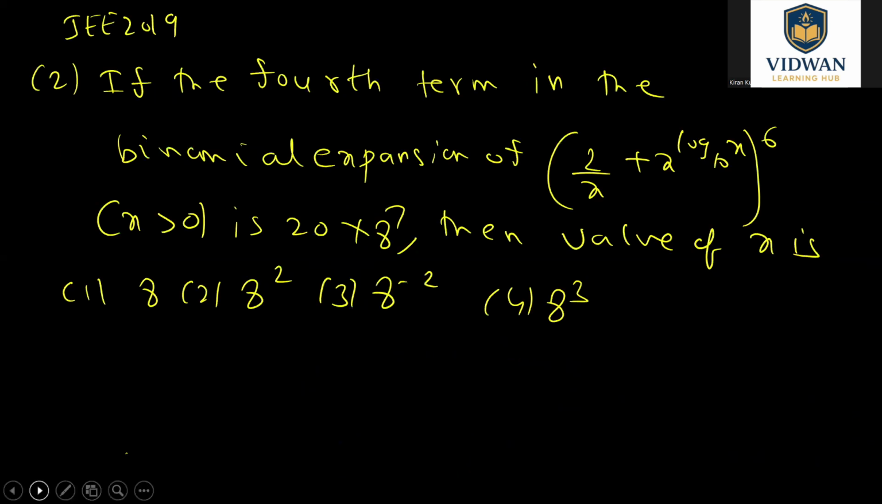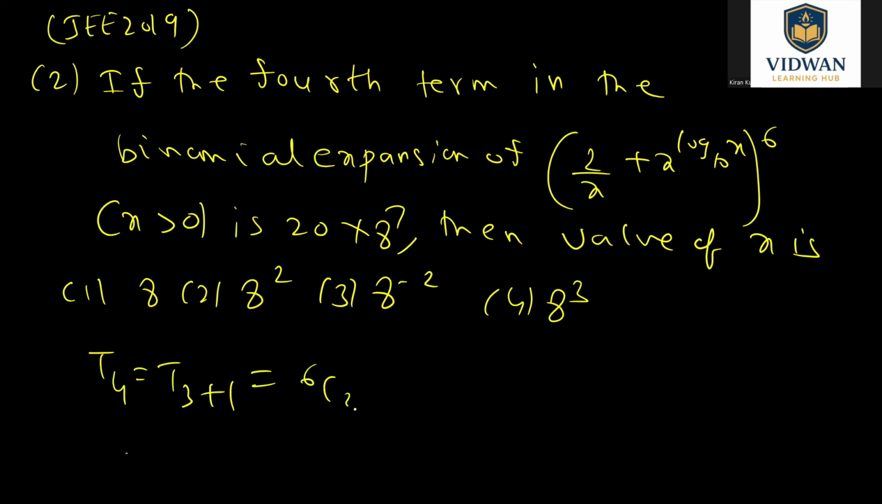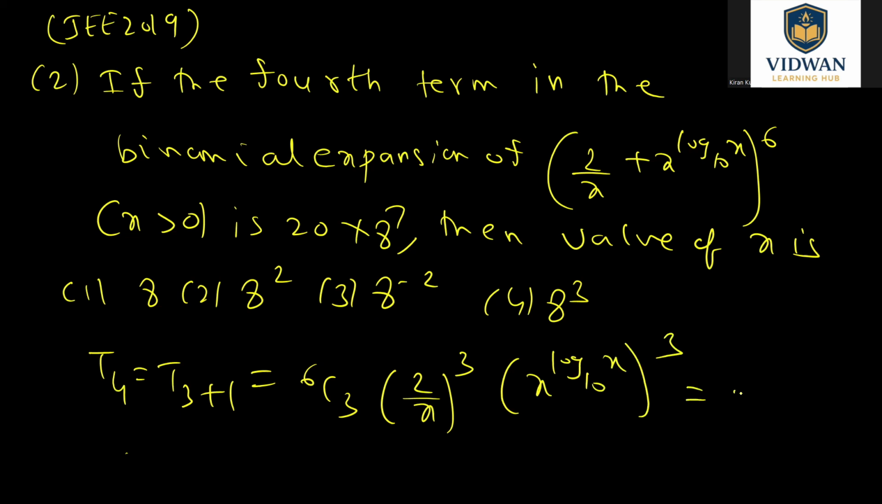Now coming to the second question, this is also from JEE 2019, which also involves logarithms. The fourth term in the binomial expansion is given, and you have to find the value of x. Whenever you want to find the fourth term, in the T(r+1) format, r will be 3 and n will be the power, which is 6. So nCr would be 6C3 into the first term 2/x to the power of 6 minus 3, into the second term (x^(log x base 10)) to the power of 3. This value is already given to us as 20 into 8^7.